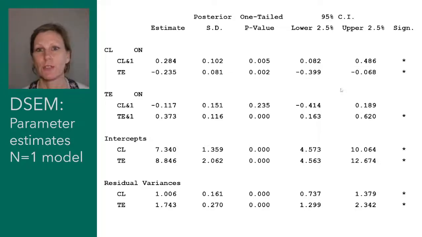So if 0 is inside this interval, which is the case, for instance, over here, then we will say, well, there's not a lot of evidence that this parameter really differs from 0. Whereas if 0 is not in this interval, as is the case over here, for instance, then we could say, well, we have evidence that this parameter actually differs from 0. You can also quickly see this by just looking at the column with significance where there's an asterisk when 0 is not inside the credibility interval. And there's no asterisk when 0 is inside the interval.